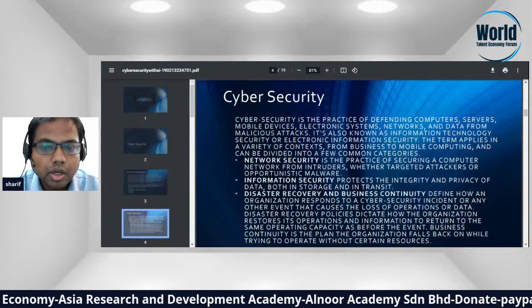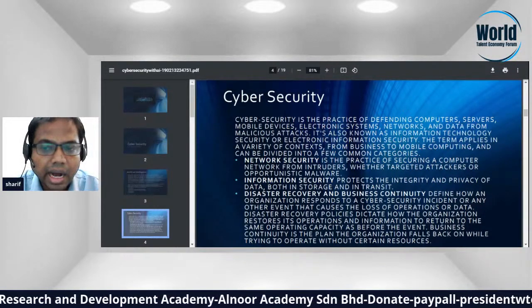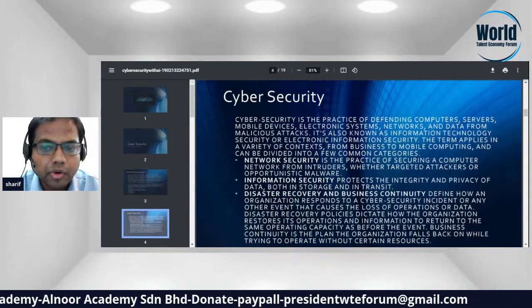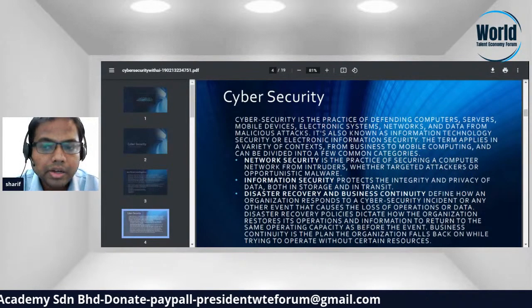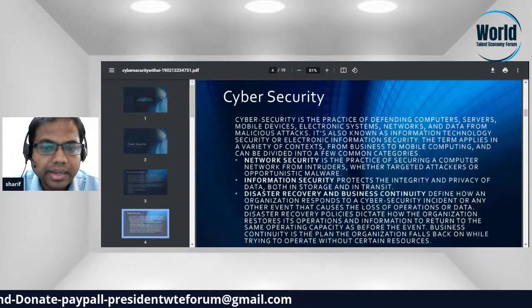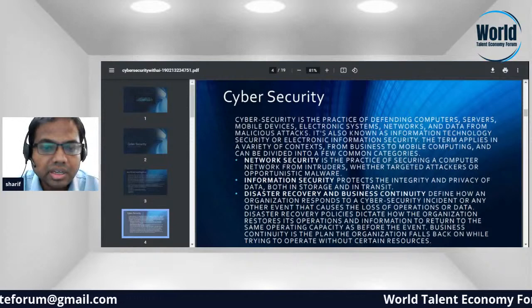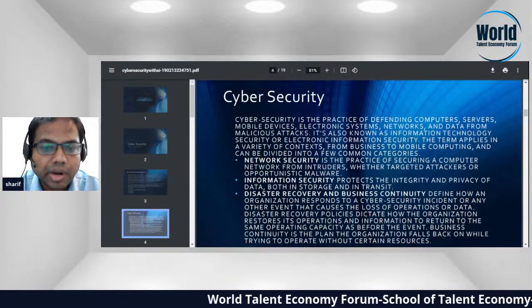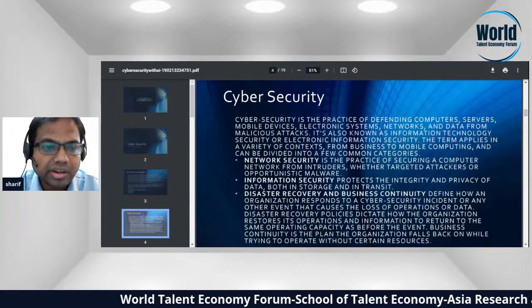Disaster recovery policies dictate how the organization restores its operations and information to return to the same operating capacity as before the event. Business continuity is the plan the organization falls back on while trying to operate without certain resources.